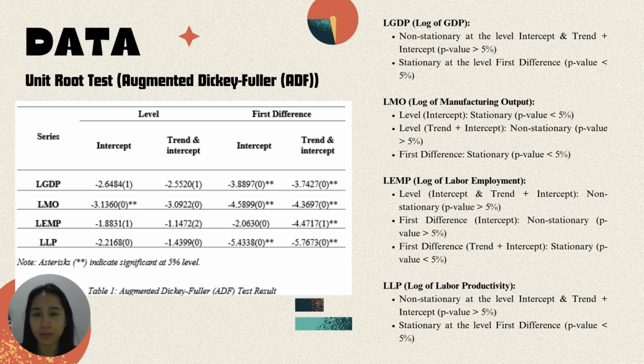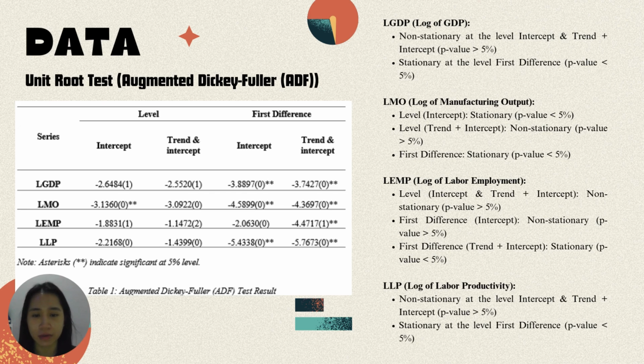Next, log of labor employment. It is non-stationary on both level of intercept and trend and intercept, where both p-values are bigger than the 5% significance level, and then it is non-stationary at first difference of intercept, where the p-value is bigger than 5% significance level, and stationary on first difference of trend and intercept, where the p-value is smaller than the 5% significance level.